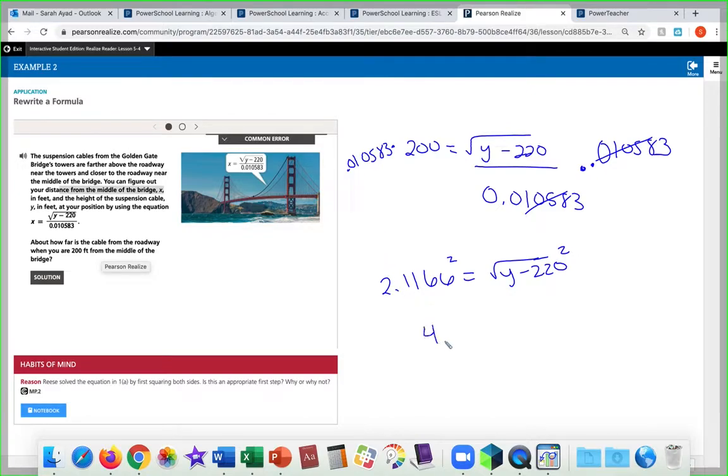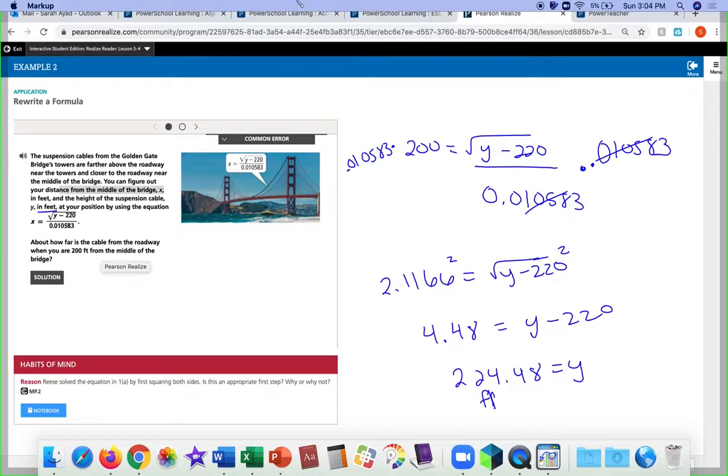I get 4.48 approximately equals y minus 220. I add 220 over, and I get 224.48 equals y. So what does y represent again? Well, it's in feet, so 224.8 feet. And it represents how far the cable is from the roadway.